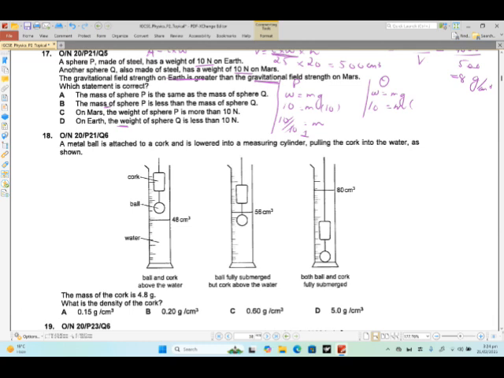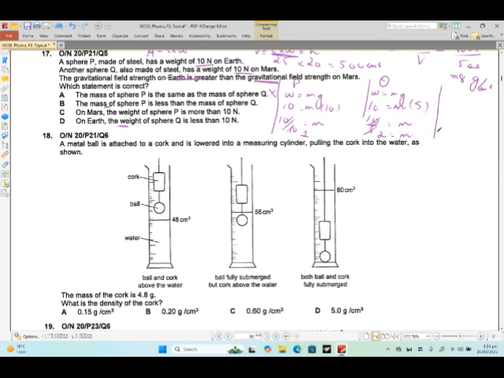आप 5 ले लो, ठीक है. 10 by 5 would be the mass. 5 2s are. So we can see that the mass of P is not the same as mass of Q. ठीक हो गया? On Mars, the mass of sphere P is more than 10 newtons.